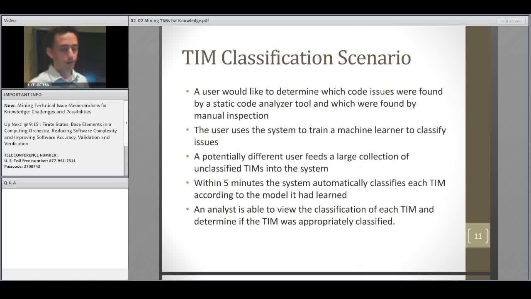Another piece of data that we would expect is that the system would tell us how confident it is in that classification. That would help an analyst not have to go through every TIM that was classified, and maybe go through only the ones that the system itself is not incredibly confident in.